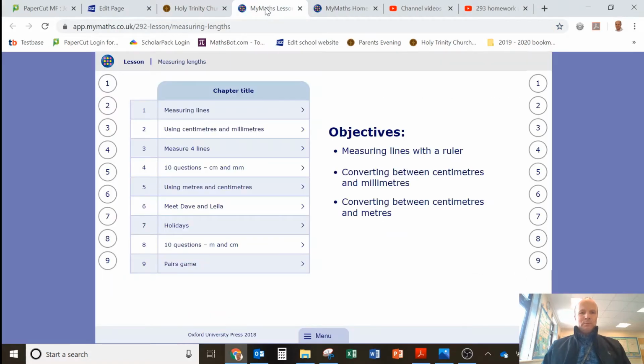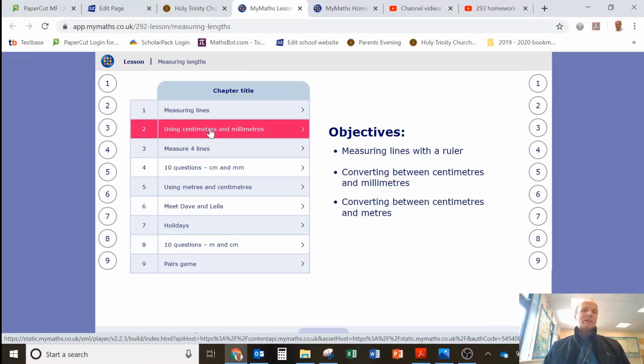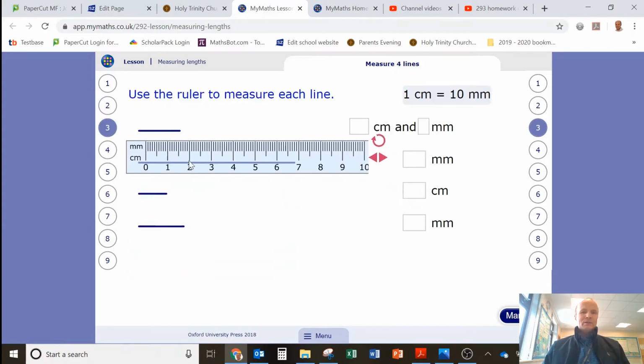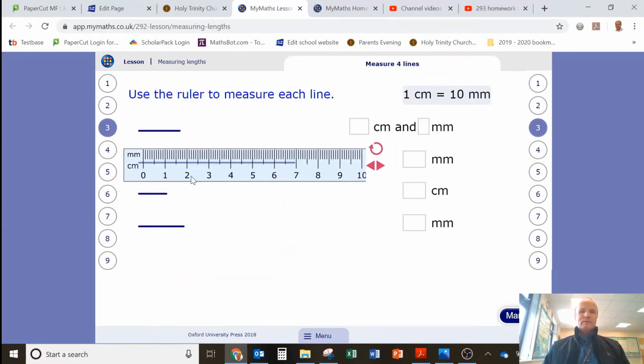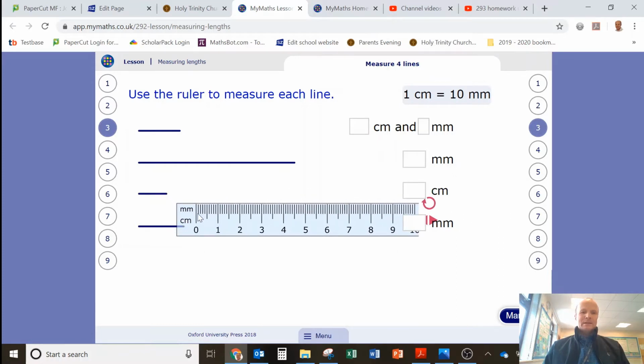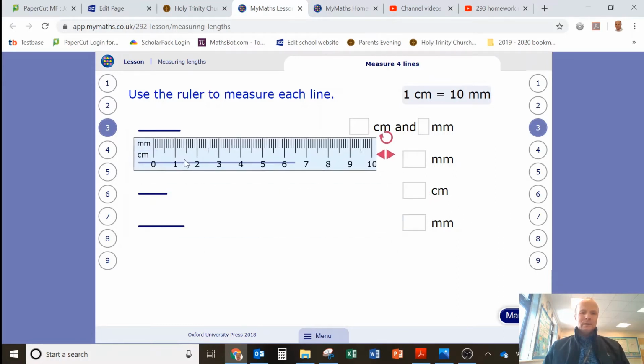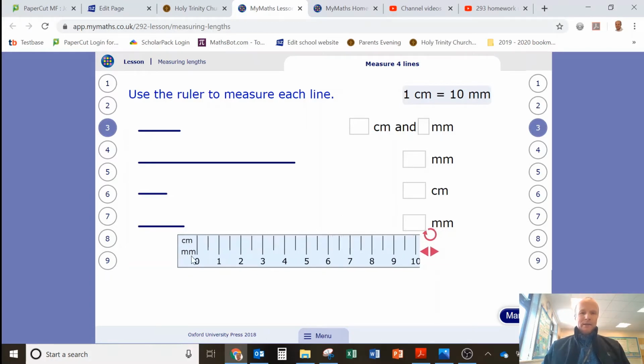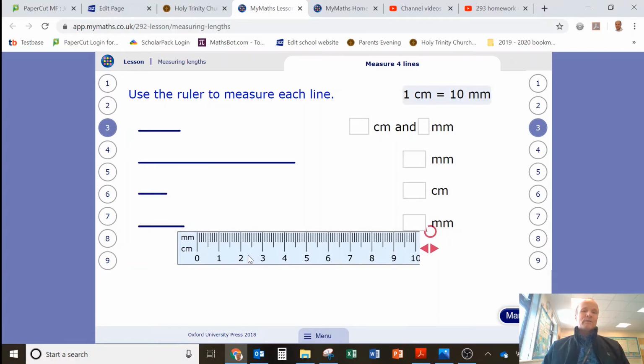So if you have a look at what I mean by that, number 1 goes into measuring lengths, number 2 explores centimeters and millimeters, number 3 is one of the ones where you actually have to use a ruler and you have to convert between millimeters and centimeters. You can do that on this ruler, I think, by clicking on here. Yes, you can. So this is centimeters, and if I click here it's then showing the millimeter parts of a centimeter.